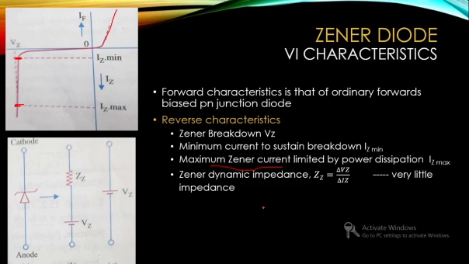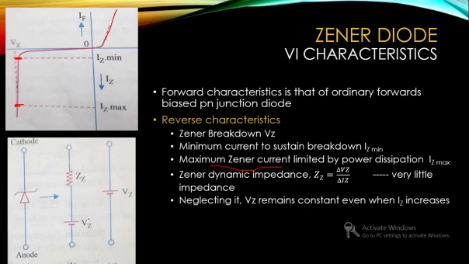So we represent the Zener as consisting of an impedance connected in series with the voltage VZ, which is the breakdown voltage of the Zener diode. So, neglecting the impedance, we can represent the equivalent circuit as given by the breakdown voltage.